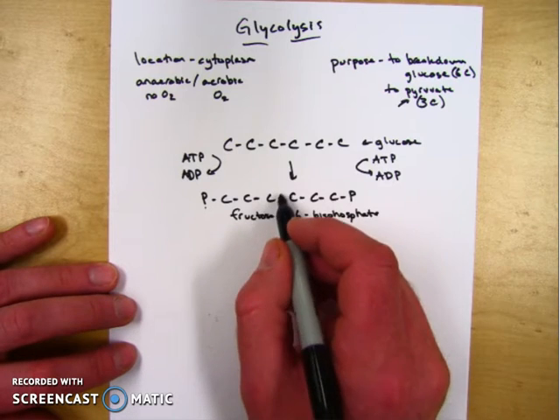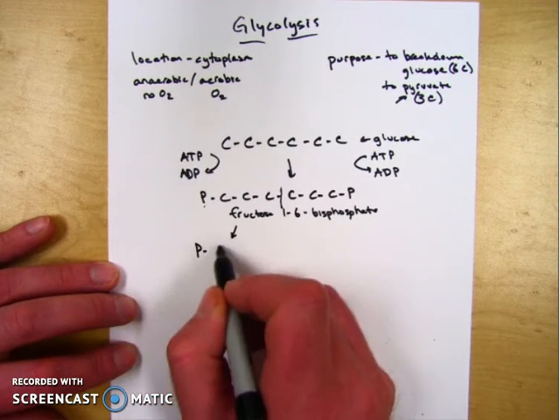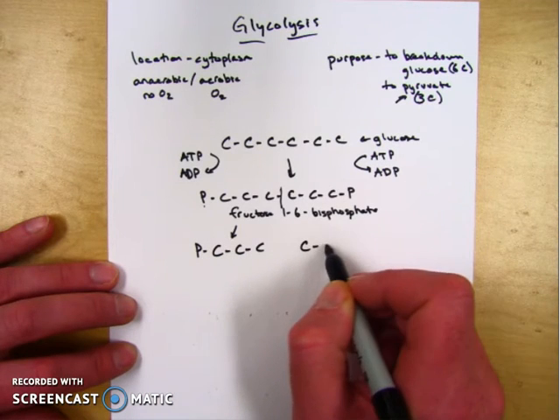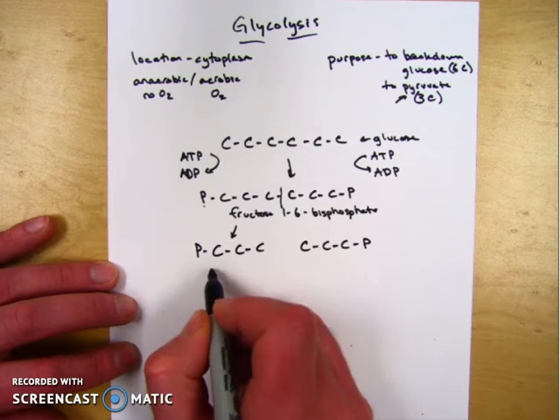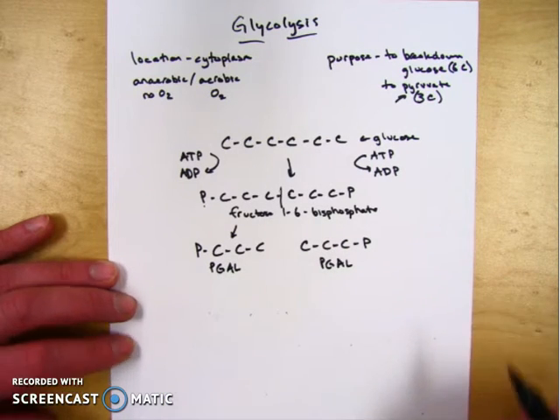This is then split. There's an enzyme that breaks it in half, and we're left behind with 2 3-carbon molecules, each with a phosphate group. Should be familiar from the Calvin cycle. These are both PGAL molecules.